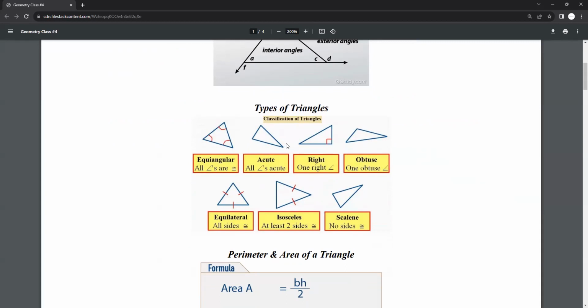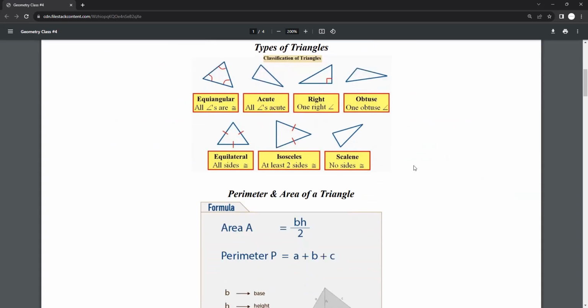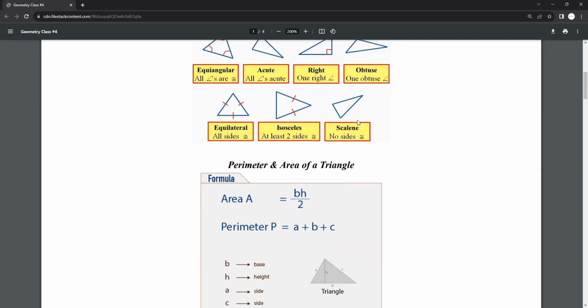Same thing with the exterior. You can classify triangles by their angles or by their sides. So remember, I give this guide to you. You can take a look at it. An equilateral triangle has all equal angles. Acute means all acute angles. Right means the triangle has one 90-degree angle, and obtuse means the triangle has at least one obtuse angle. You can also classify by the sides.